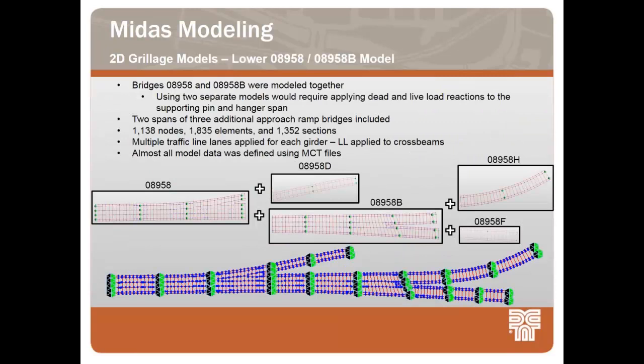The 2D grillage model that I'll be focusing on today will be for the lower ramp of 8958 and 8958B. These are the eastmost approach ramps, the 2 approach ramps directly east of the main Fremont span.